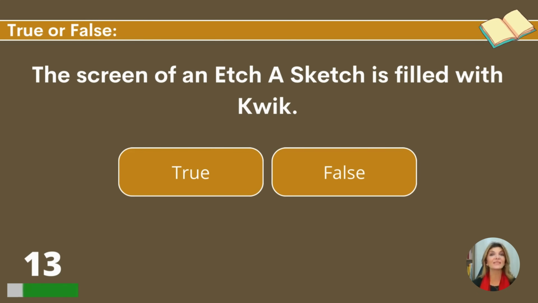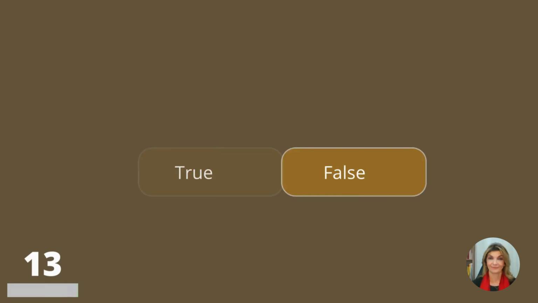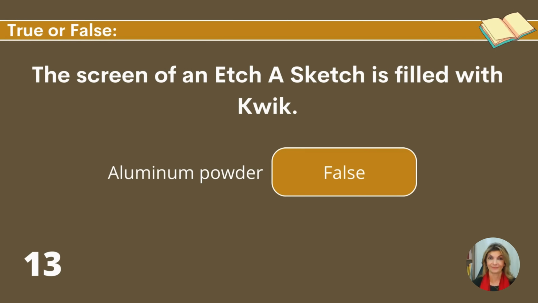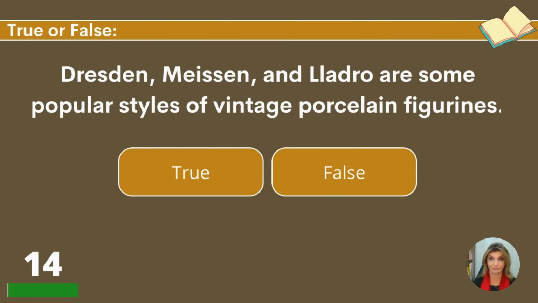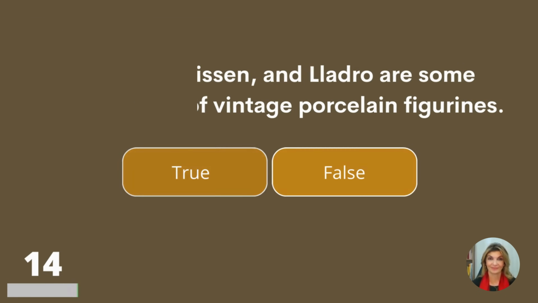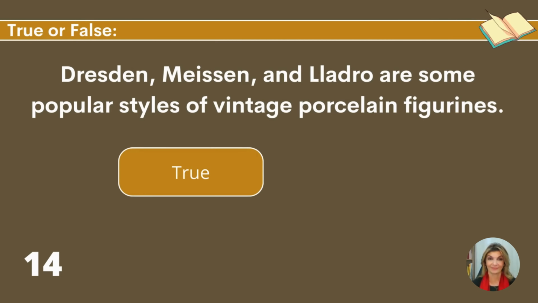True or false, the screen of an Etch-a-Sketch is filled with quick. False. It's with aluminum powder. Dresden, Mason, and Ladro are some popular styles of vintage porcelain figurines. True or false? This is true.